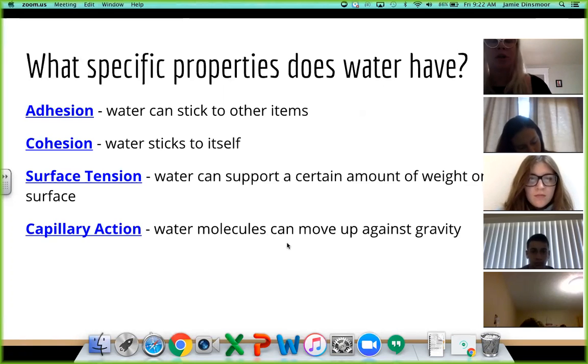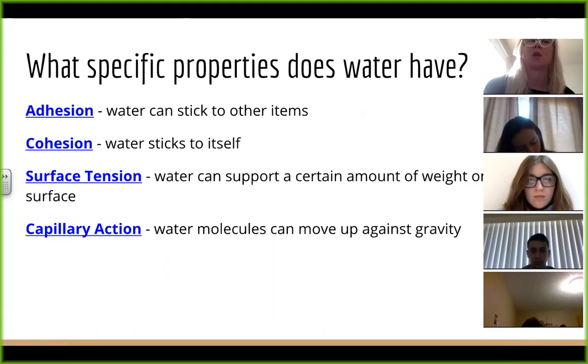And capillary action is the property in which water will move against gravity. So if you have a tube, water can actually move up the tube against gravity, right? That might not seem that interesting, but really that's how plants can exist. Very important for them. So I'm going to go on.